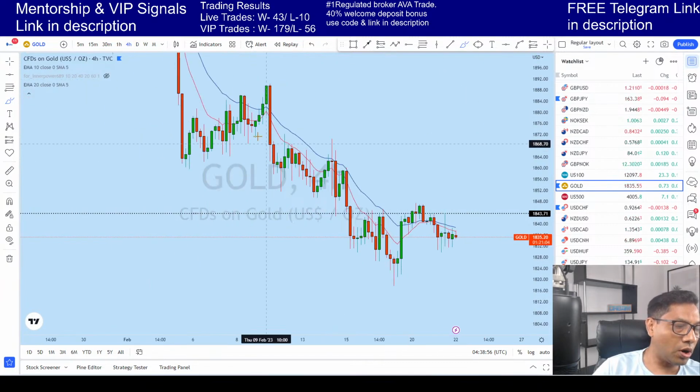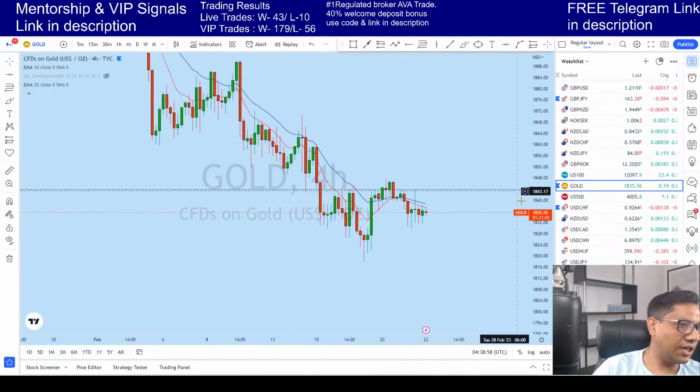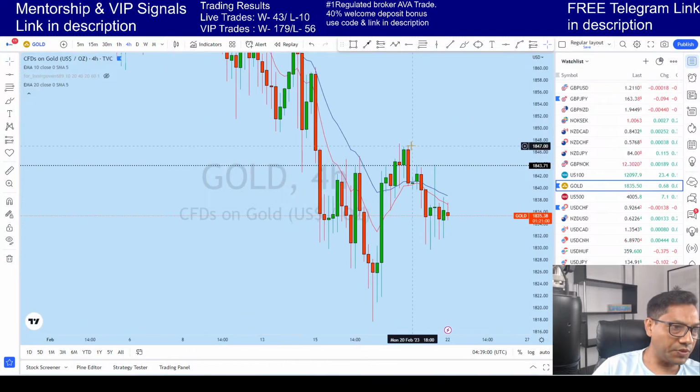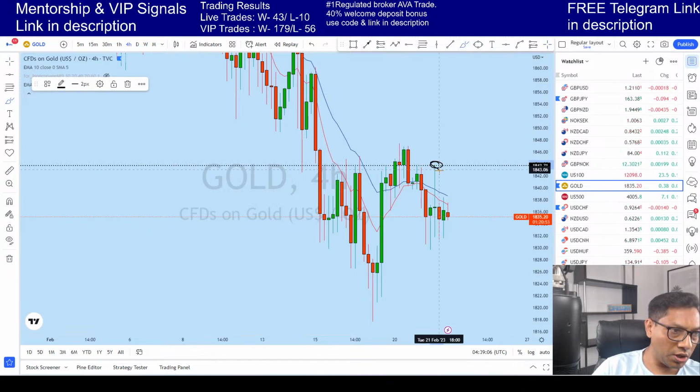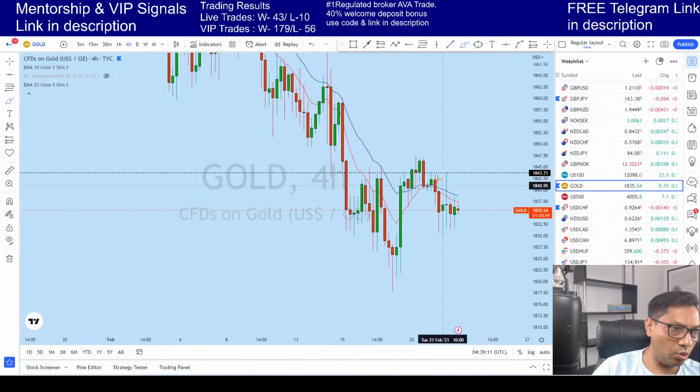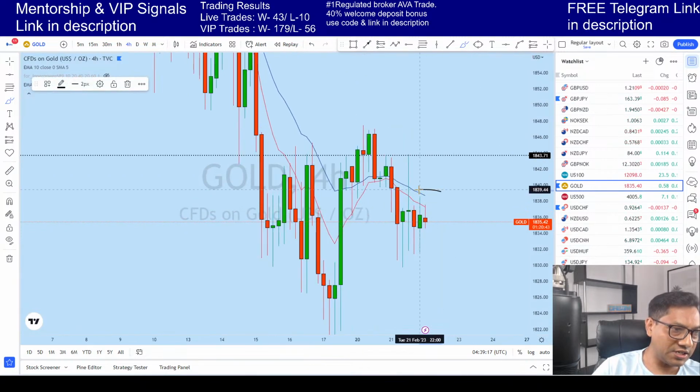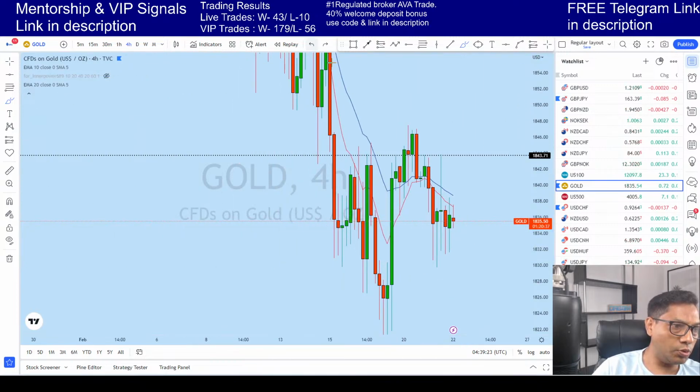Now from the 4-hour perspective, we see that basically gold, a couple of times you see there is a big drop and a liquidity grab. All those liquidity grabs are basically putting pressure on this price to move down. Now we see this consolidation, and what I'm waiting for now is at least a test of this 4-hour 20 EMA, which can give us a really good selling opportunity in this market.